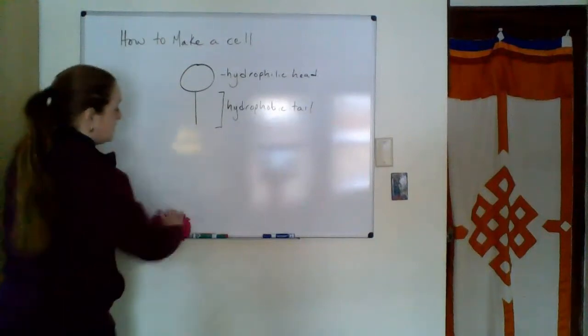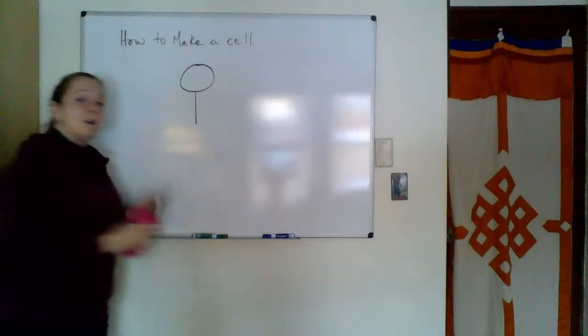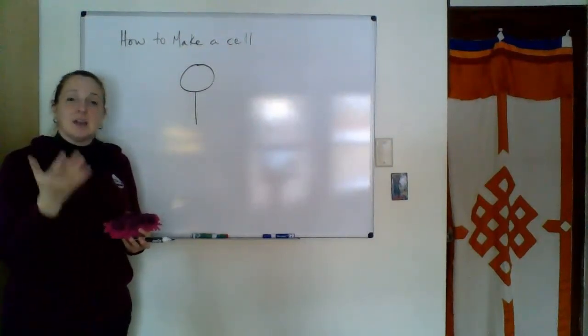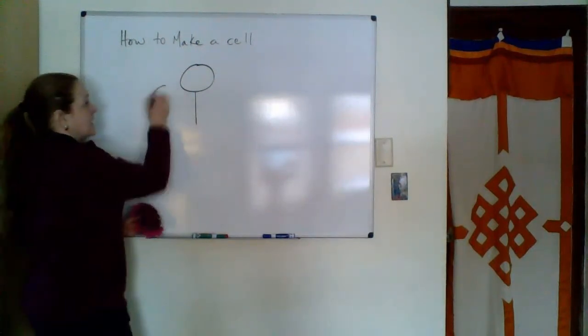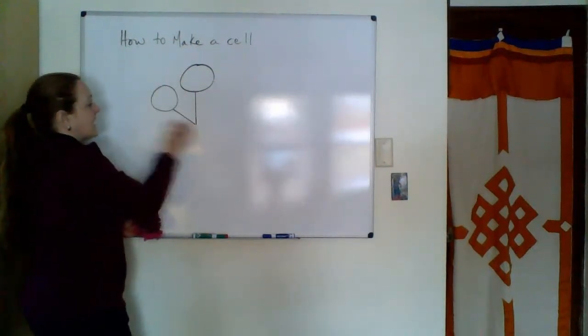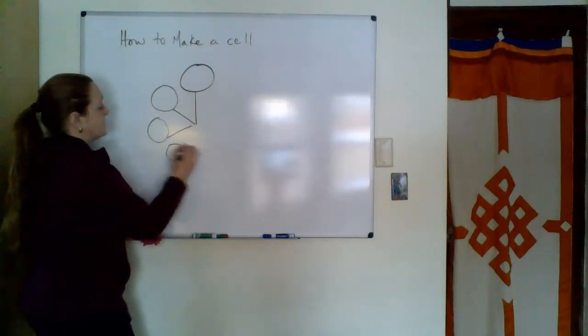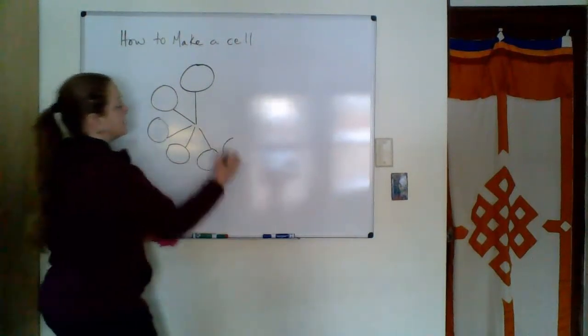Now, right here, I've just drawn a phospholipid that has just one tail. And one of the cool things about phospholipids is that when you get these one-tailed phospholipids all together in a jar of water and you shake them up, what's going to happen is these phospholipids are going to start to glob together in these little balls.